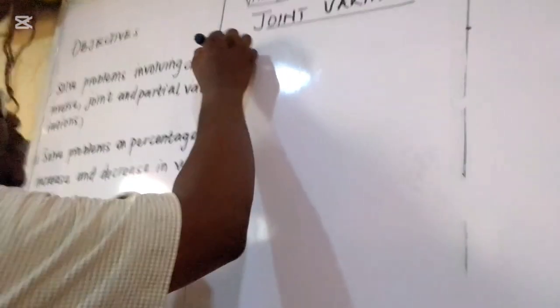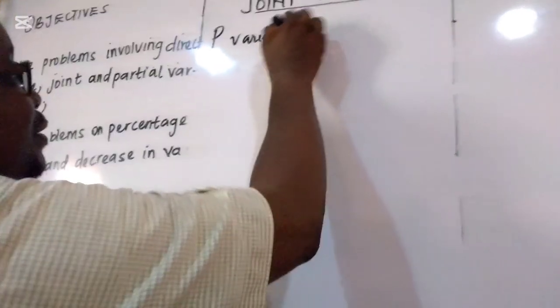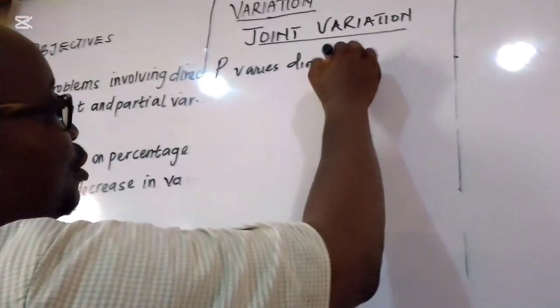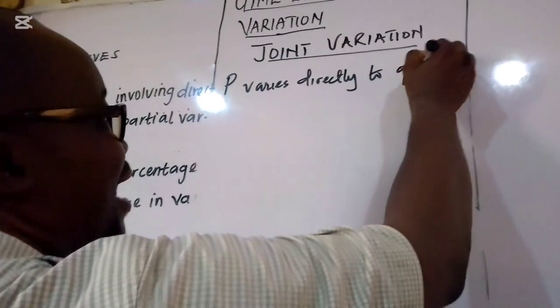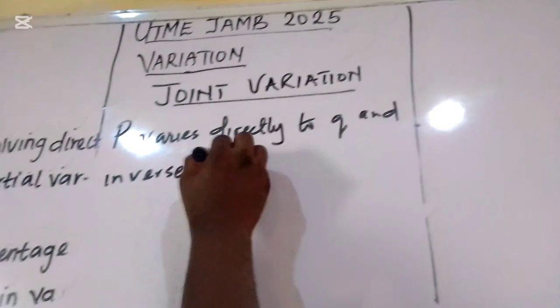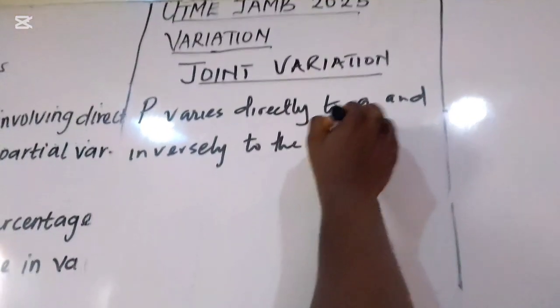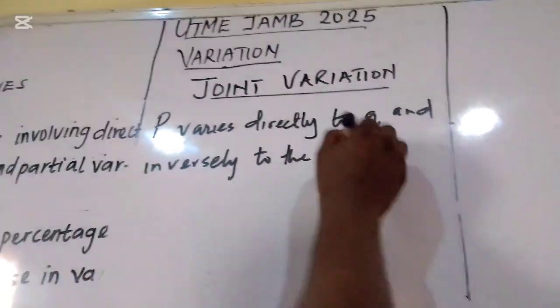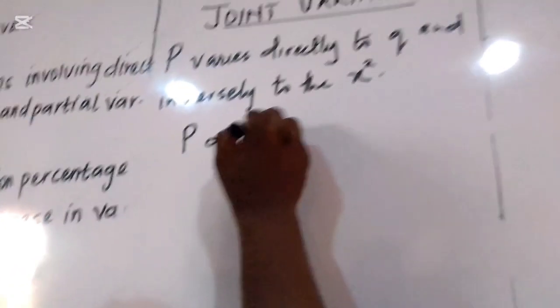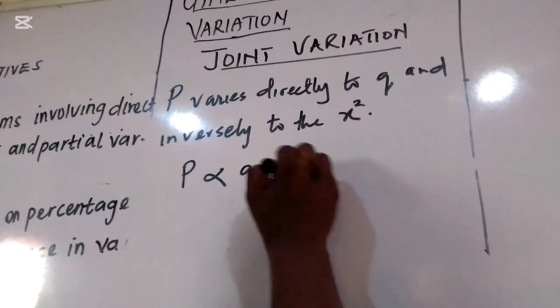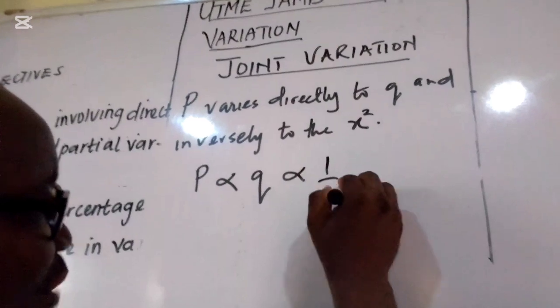Example, if I say P varies directly to Q and inversely to the square of x. Okay? Mathematically, this relationship will now look like this. P varies directly with Q and also varies inversely with the square of x.